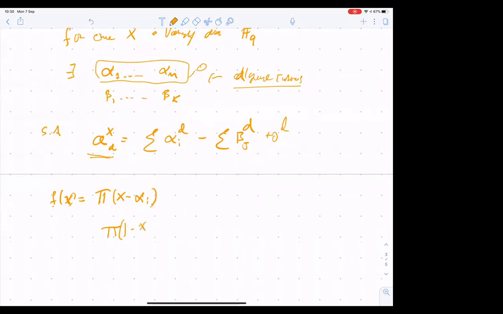Tomer, let me suggest that you use the variable t and not the variable x. This is exactly what I just now realized. I was exactly about to do it because I just realized that it would be smarter. Okay, so instead I can look at the polynomial p of t, which is the product of 1 minus t alpha i.